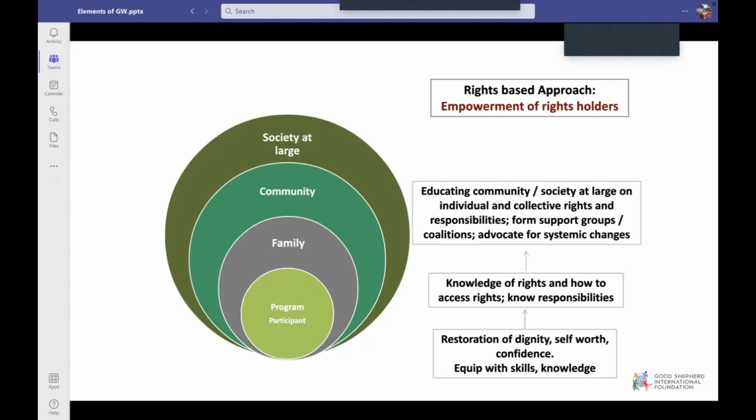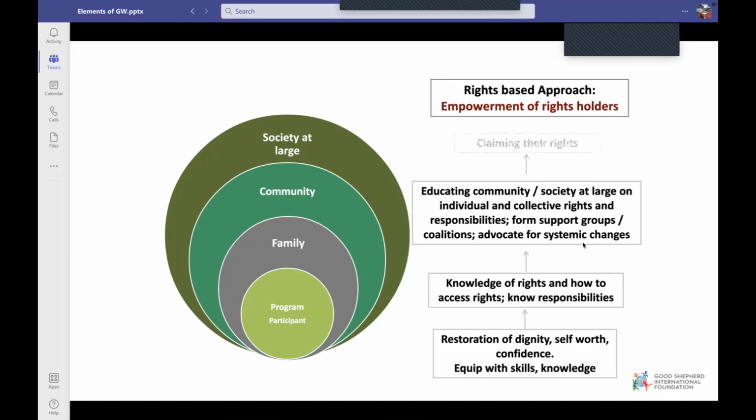Then we look at educating the community, the families, and society at large on individual and collective rights and responsibilities. Then we form support groups. We liaise with other NGOs. We have coalitions. And if we find, as we do our case study, that the police, the judicial system, or the schools have been unjust to this girl because she was not able to access her rights, then we advocate for systemic changes.